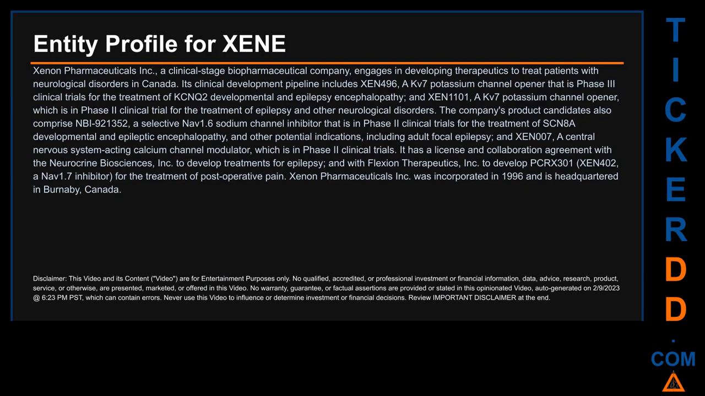The company's product candidates also comprise NBI-921352, a selective NaV1.6 sodium channel inhibitor that is in Phase 2 clinical trials for the treatment of SCN8A developmental and epileptic encephalopathy, and other potential indications, including adult focal epilepsy, and XEN007, a central nervous system acting calcium channel modulator, which is in Phase 2 clinical trials.